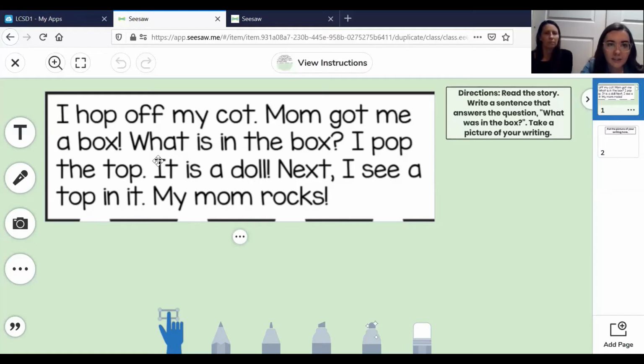At. Flat. I don't know that word. That one's a high frequency word. Think through your high frequency words. What is in the box? What is in the box?